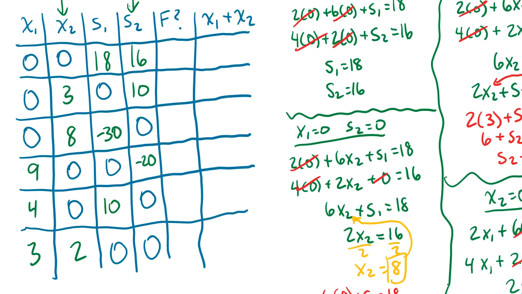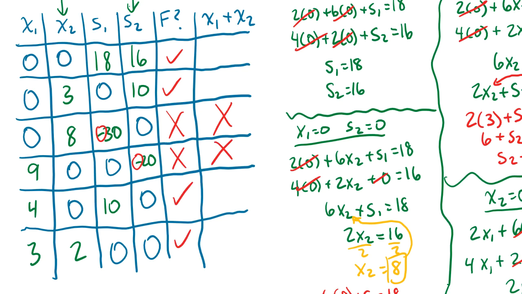All right, now for the easy column. Is it feasible? So for the first one, yes. Second one, yes. Third one, no, because there's a negative. So I'm going to go ahead and X off both of these. Fourth one, no, there's a negative. X off both. The last two are perfectly fine though, they're all positive.